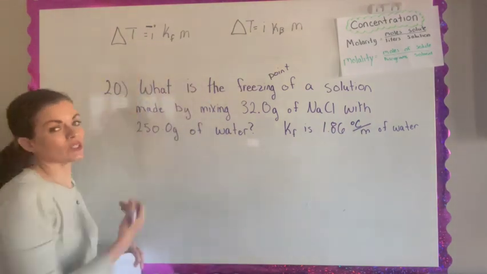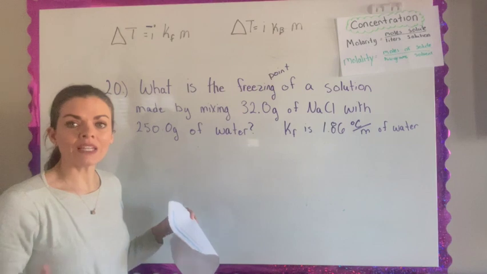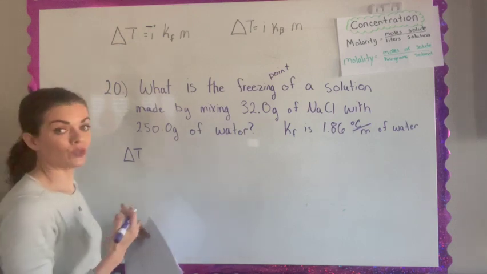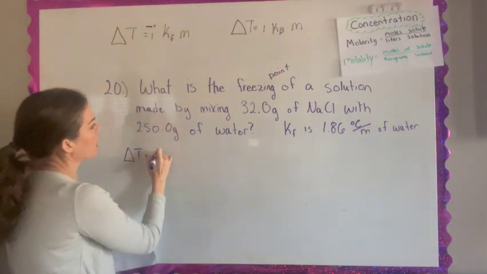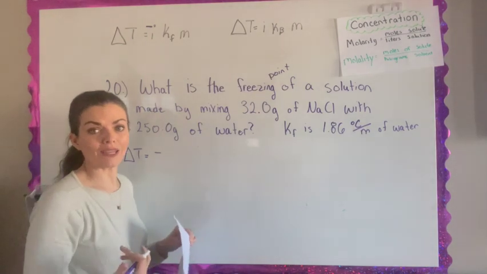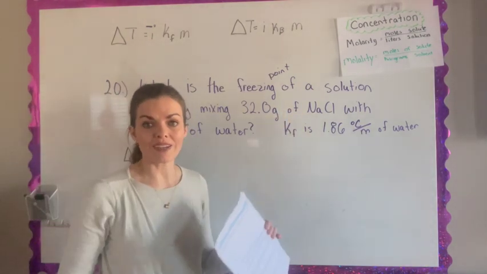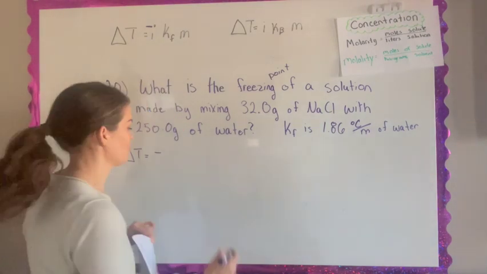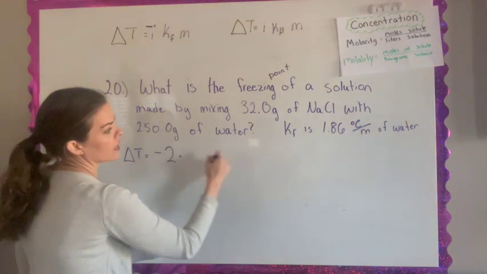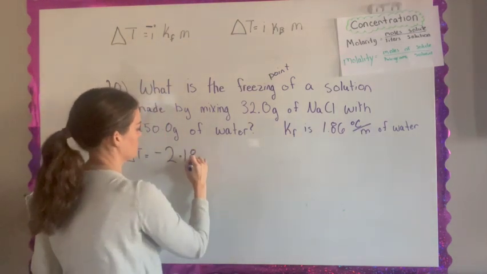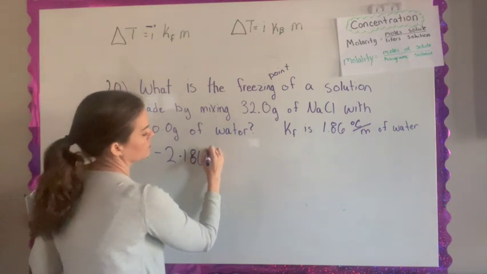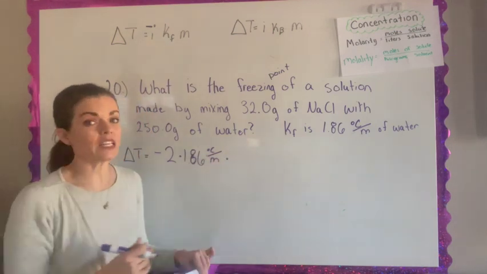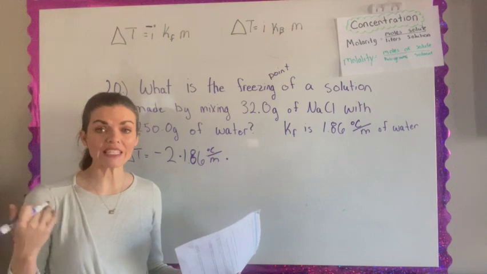And so for this, I'm just going to take the information I have and start plugging it in and seeing what I need. So delta T is what I'm looking for. So I do not know it. For i, I can figure out i with table salt. Sodium's a metal, it's an ionic compound, and so it's going to break apart into its ions, which is sodium and chlorine, so i is a 2. And then I know my constant. And the next thing I need is molality, and I do not have molality. So I have to calculate molality.